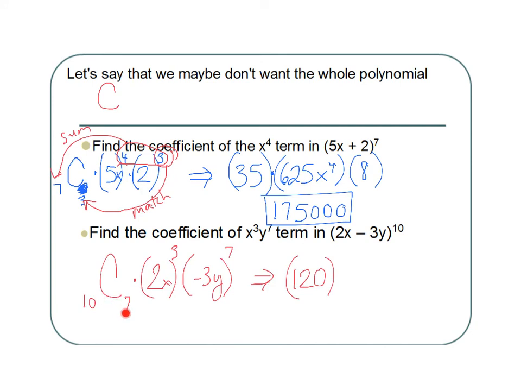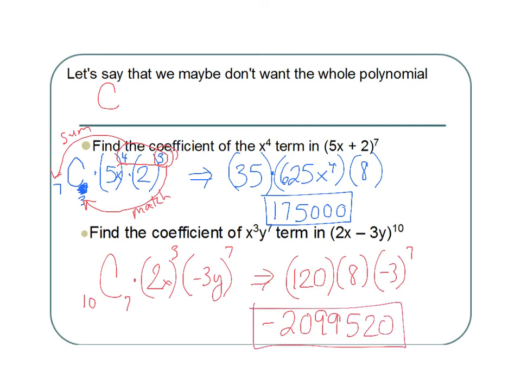But once you got your 10 choose 7, you got your 120, you're going to be taking that times a 2 to the third times a, be careful, times a negative 3 to the 7th. That's going to end up a negative number there. So when I multiply this all out, looks like I'm going to end up with a negative 2,099,520.